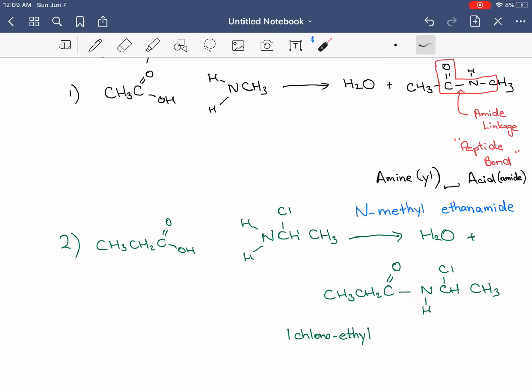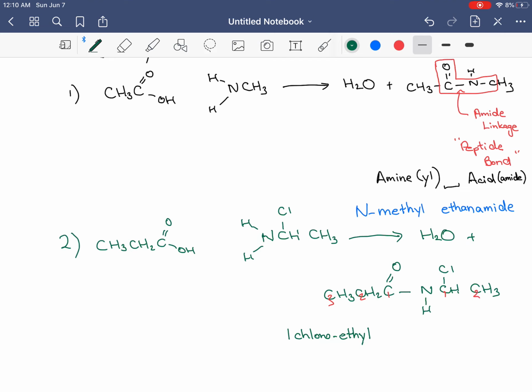So just like what we saw with esters, there's going to be 2 carbon number 1. One going this way and one going that way. So in this case, this is carbon number 1, 2, 3. This is going to be carbon number 1, 2. So at carbon number 1, it is connected to a chlorine. You need to indicate that. And this whole thing is 2 carbons long with ethyl.